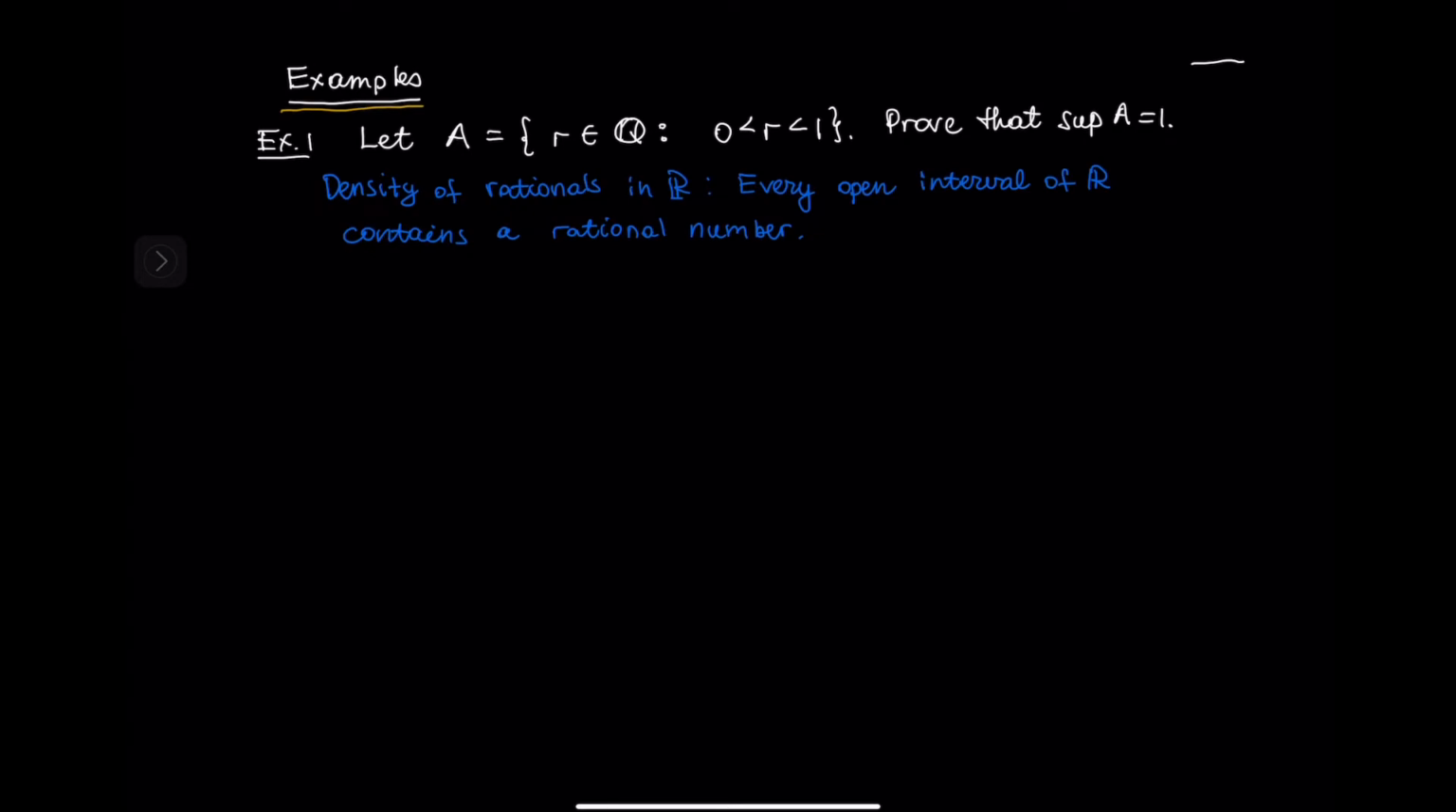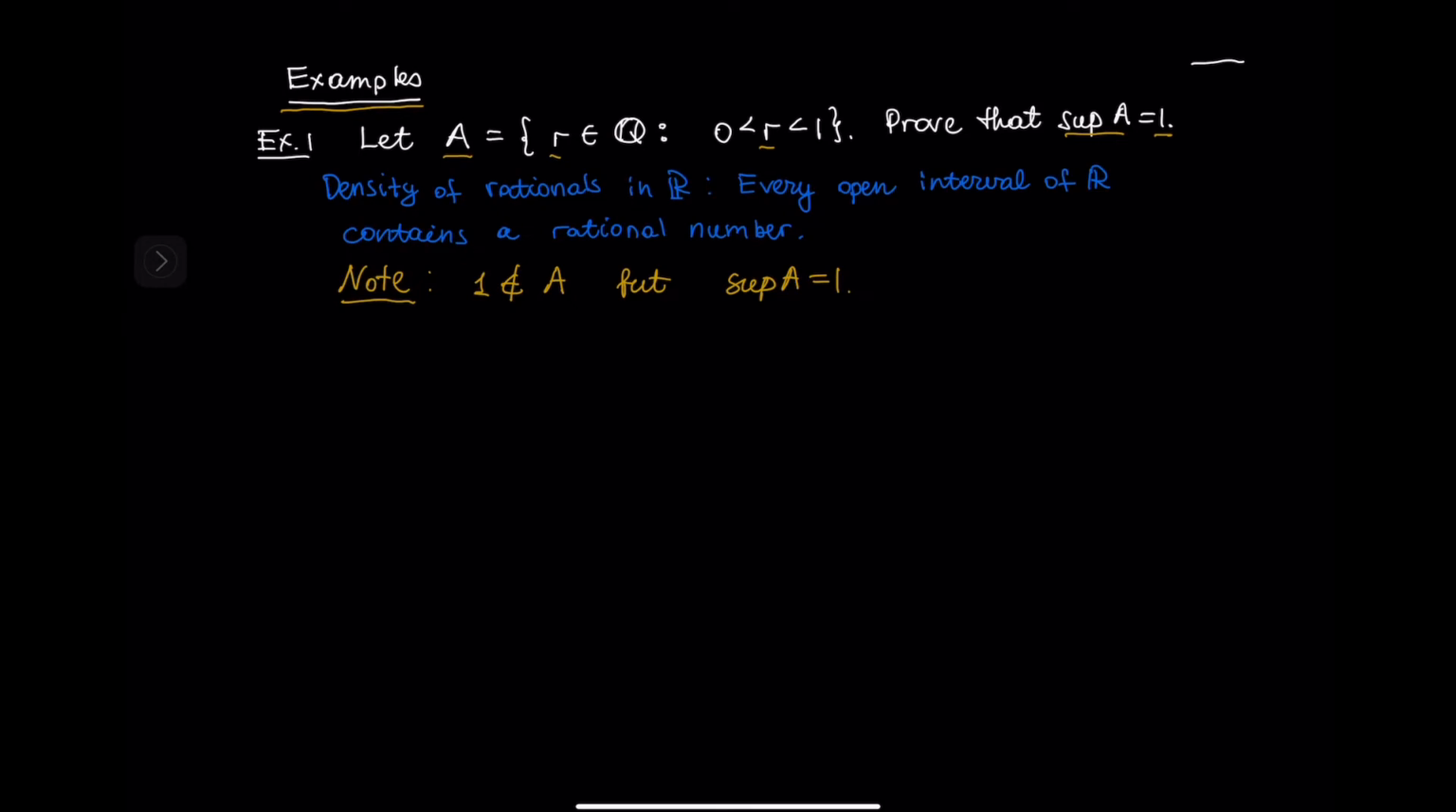So in the first example, we have a set A that consists of all rational numbers that are strictly between 0 and 1. We want to prove that the supremum of the set A is 1. So let's just note that 1 does not belong to A, but we are going to show that supremum of A is equal to 1. So this is an example of the situation where the supremum of the set does not belong to the set. So it's a very important point to understand.